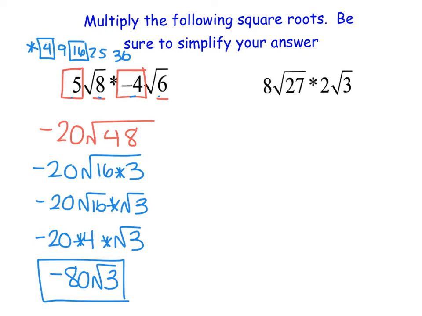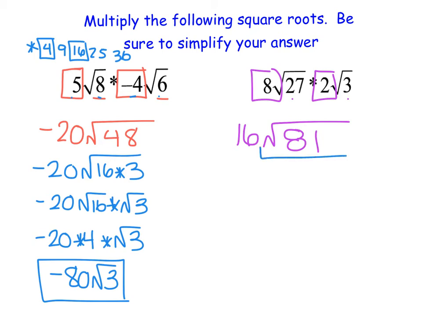So now let's start with example 2. Here I multiply the coefficients, which is 8 times 2, so that's 16. I then multiply what's under the radical, so 27 times 3 gives me 81. I then notice that I need to simplify my radical. So here, the square root of 81 is 9.